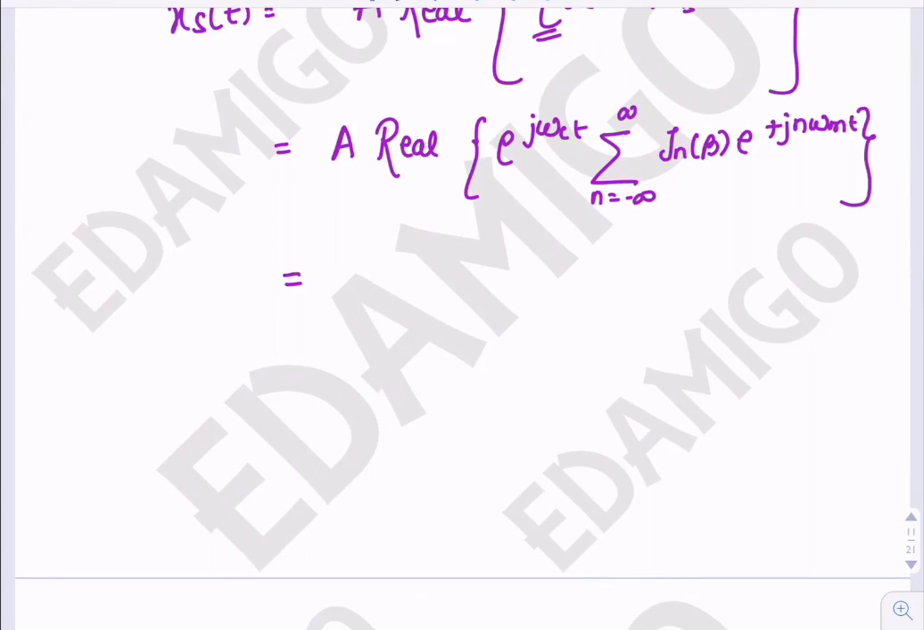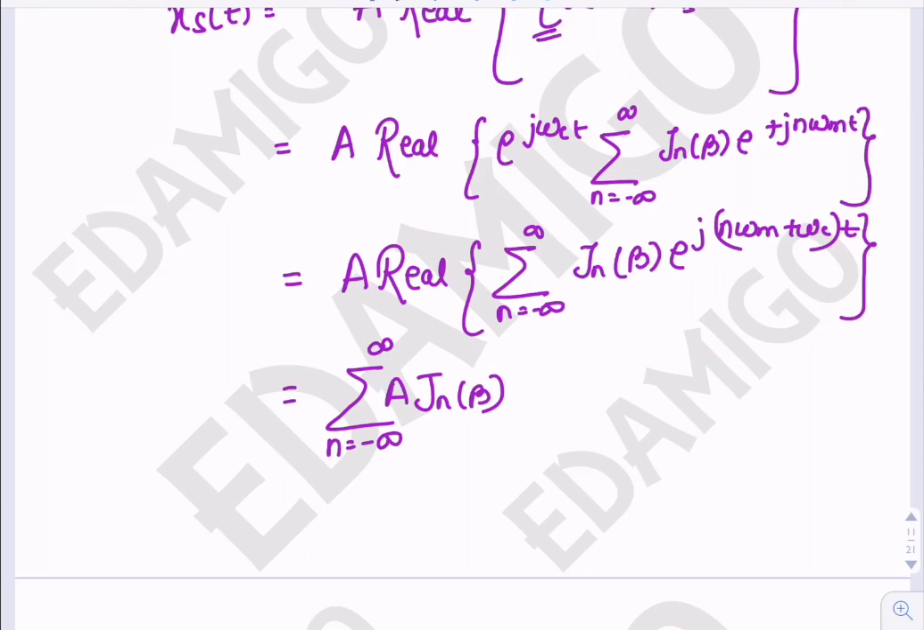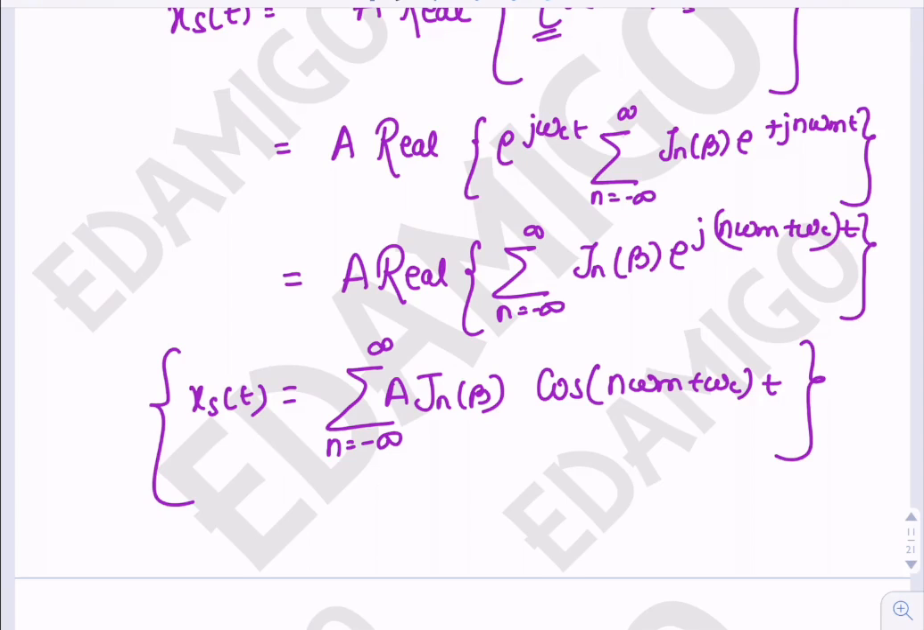So this will come out to be A times the real part of the summation from n equals minus infinity to infinity of Jn(beta) e to the power j(n omega_m plus omega_c)t. So this will give us the summation of Jn(beta) times A, n from minus infinity to infinity, cos((n omega_m plus omega_c)t). This is the expression for the single sinusoid or single tone frequency modulation.